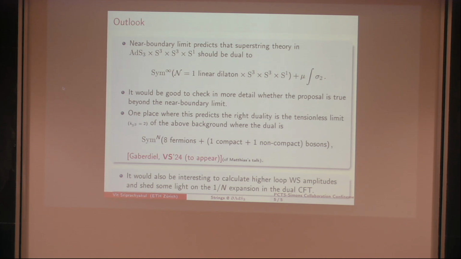Now, it would be good to check this duality beyond the level of near boundary consideration. But there's one instance where we have checked it quite extensively. And this is what Matthias talked about in the second half of his talk in New York. This is the so-called tensionless limit of strings in AdS3 times S3 times S3 times S1.